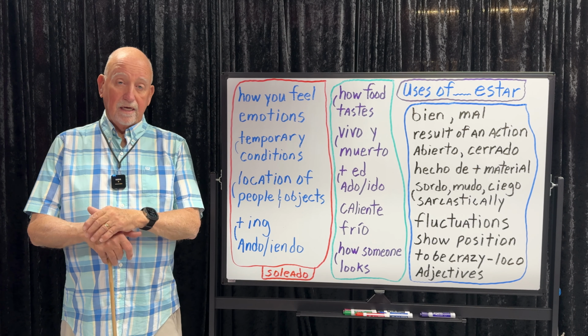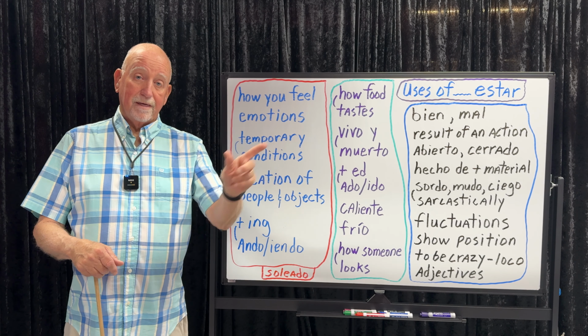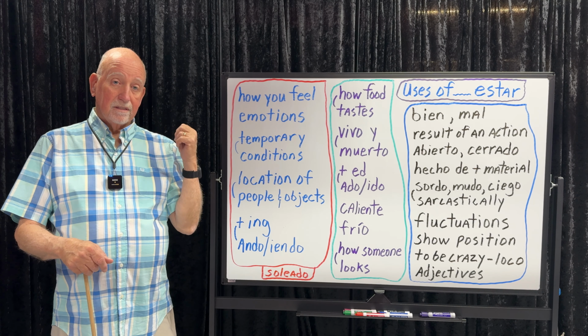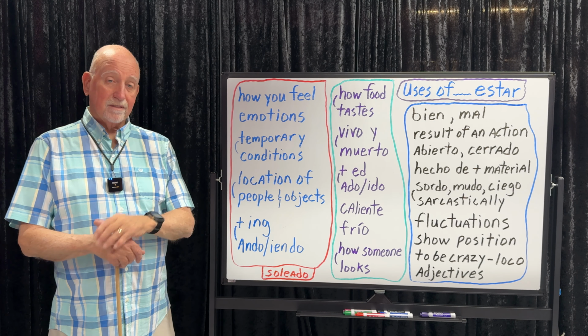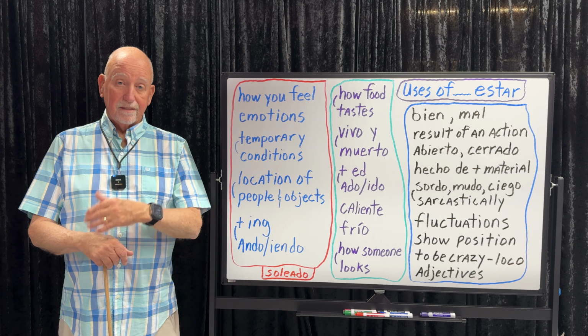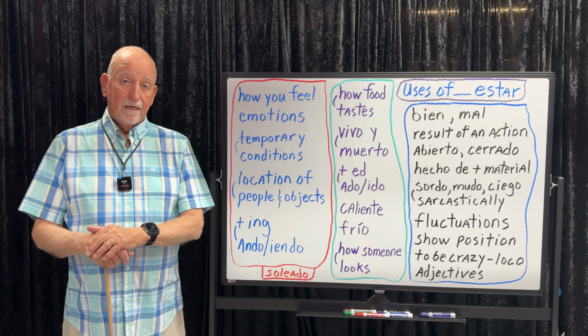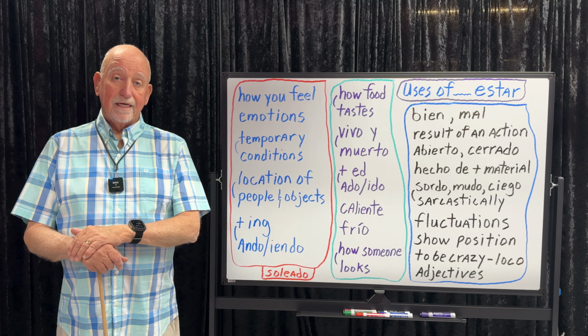Location of people and objects. Dad's at work. Papá está en el trabajo. It's behind the house. Okay? People and objects, right? Where are they? ¿Dónde están? They're at work. Están en el trabajo. They're at school. Están en la escuela. They're at church. Están en la iglesia.